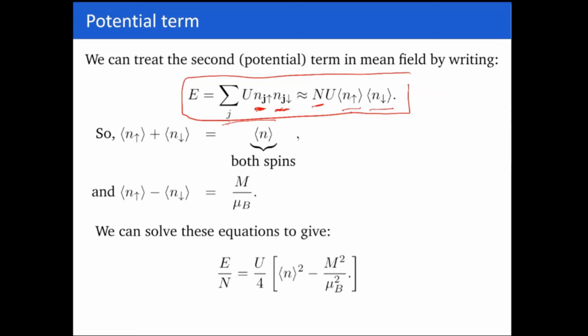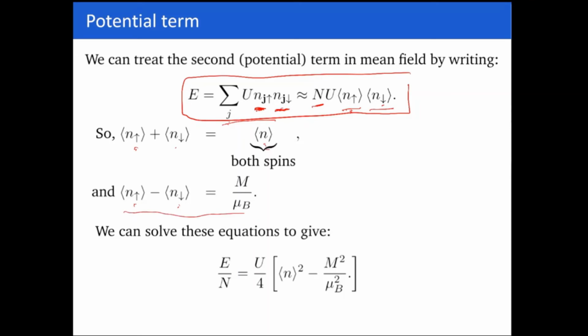Okay, so we know that on a given site, the average up plus the average down is just the average number of electrons on the site, which would be, say, n. And we also know that if you take the difference, the average number up minus the average number down, and then multiply by the number of sites, that will give you the magnetization of the material.